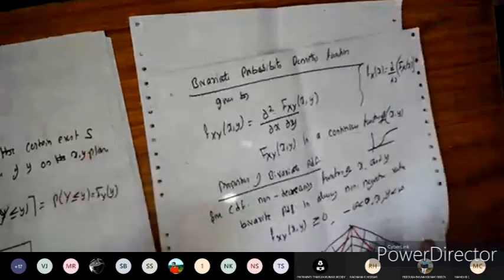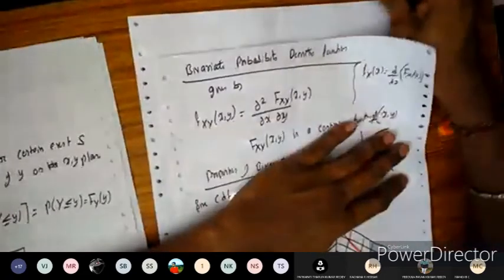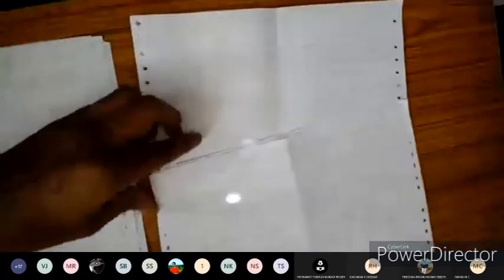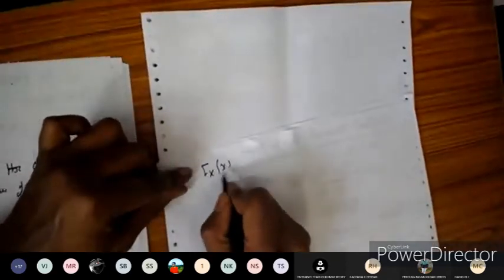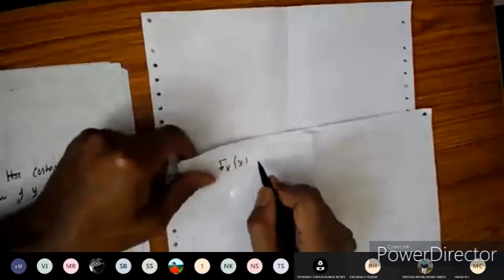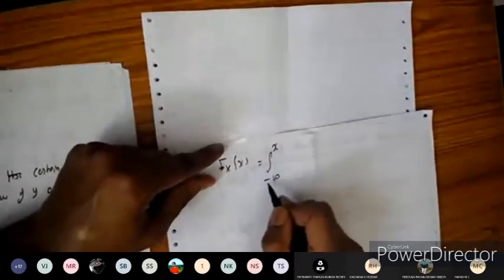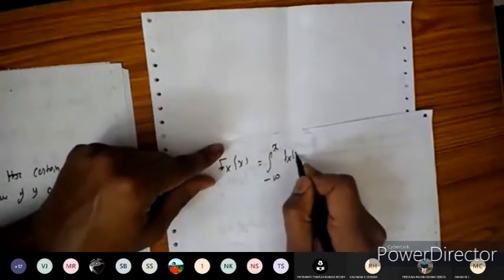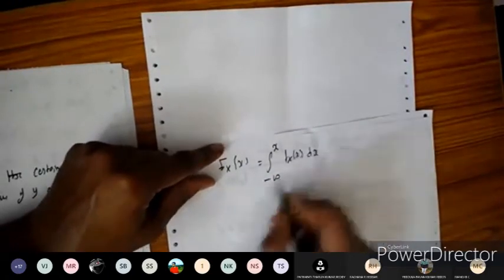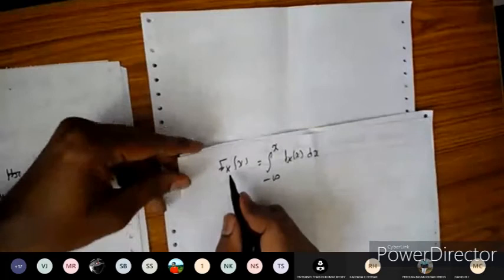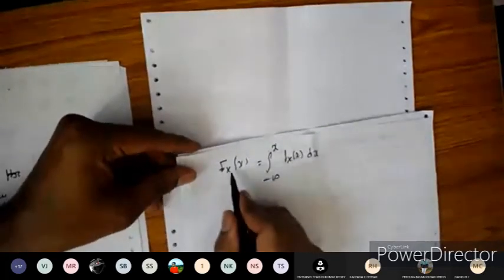And the next property we have seen for the PDF is that we can obtain the CDF from it. One of the properties of the PDF we have seen is, I'll write the property: we can obtain the CDF, that is Fx(x), of the single random variable by integrating the PDF from -infinity up to x. So by integrating this, we are able to obtain the CDF of the random variable x.